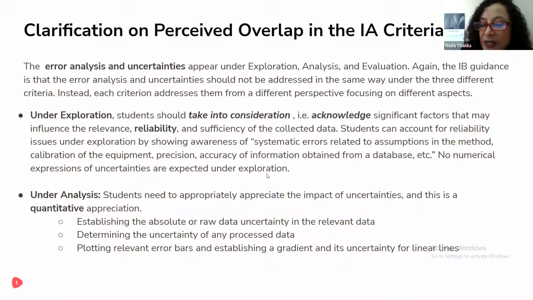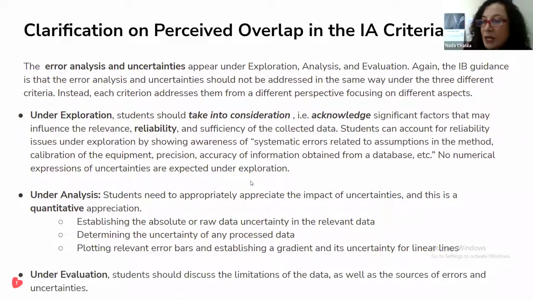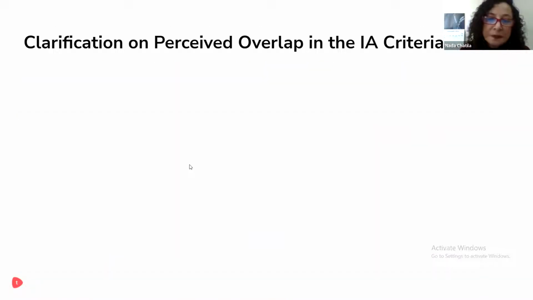Establishing a gradient with its uncertainty for linear lines. Under evaluation, the error and uncertainties is when we discuss the limitations and the sources of errors and uncertainties. So we discuss this from different angles in each of the different criteria.